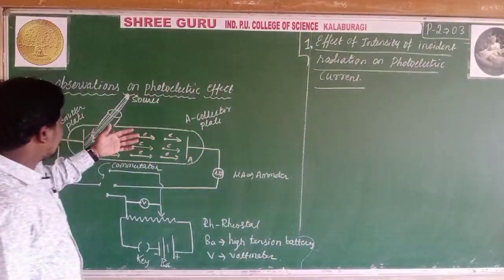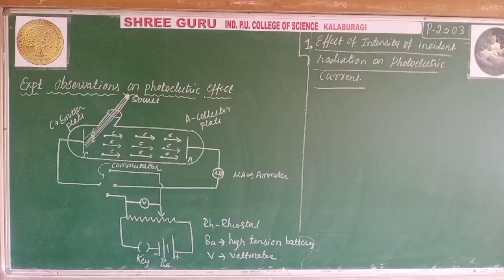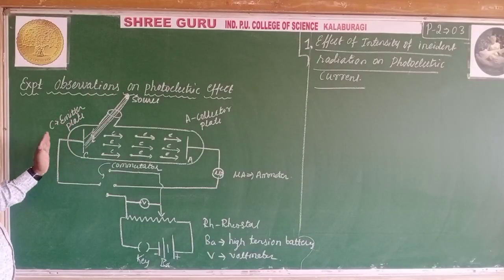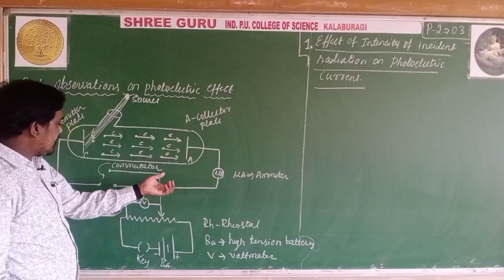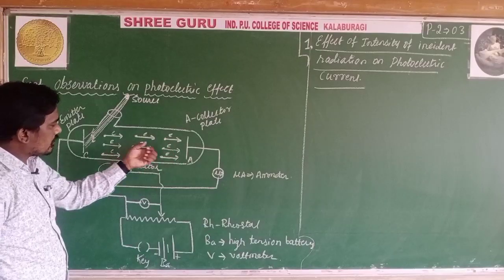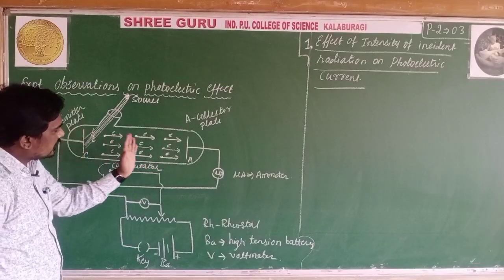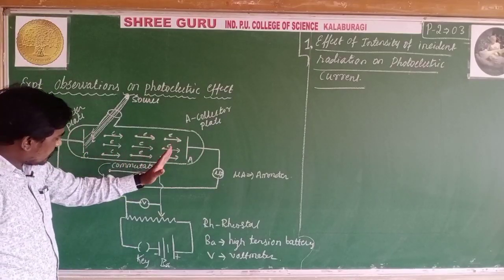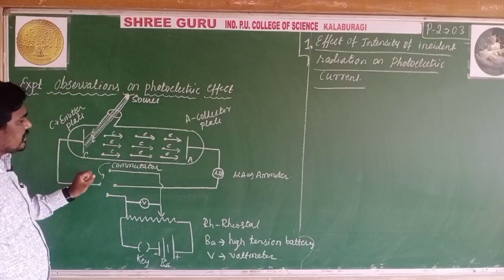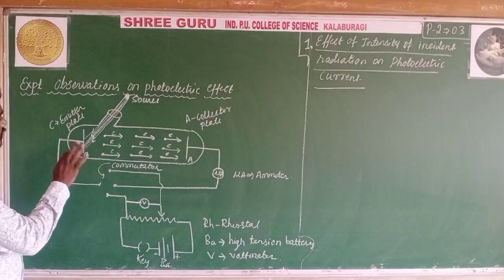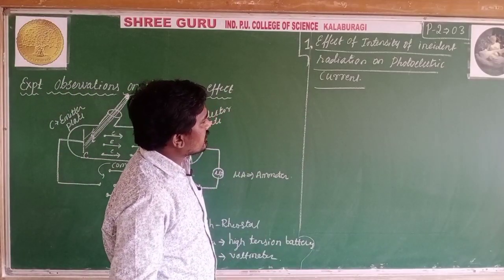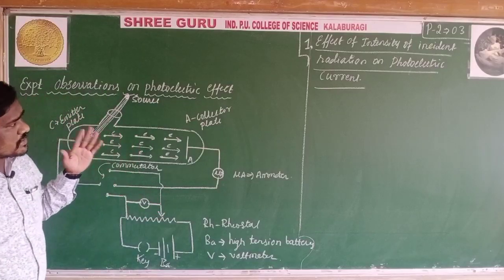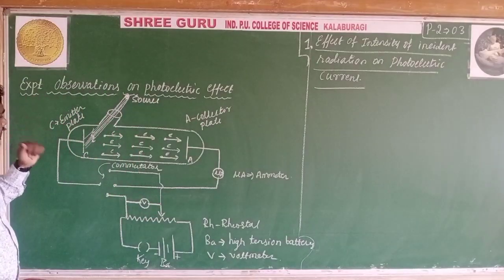We already discussed this experimental setup. When light of suitable frequency is incident on the collector plate, the emission of electrons takes place. The anode plate collects the electrons and forms a current in the circuit. The first effect is the intensity of incident radiation on the photoelectric effect.